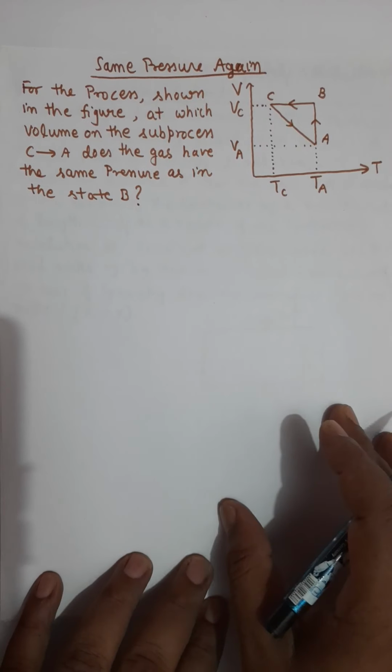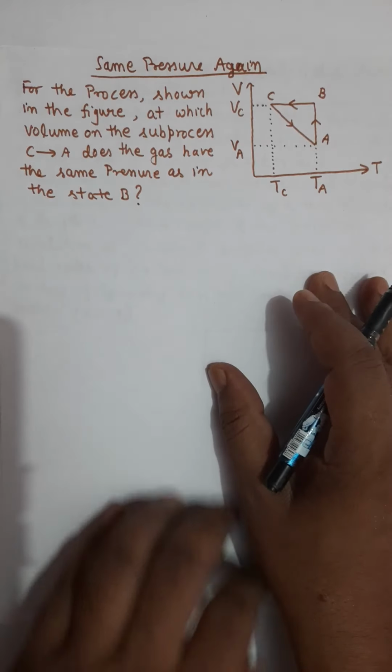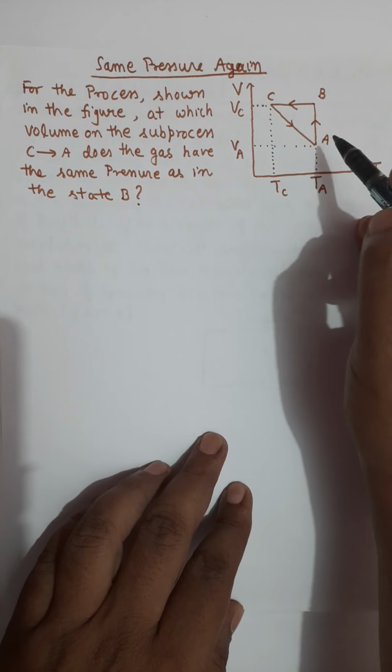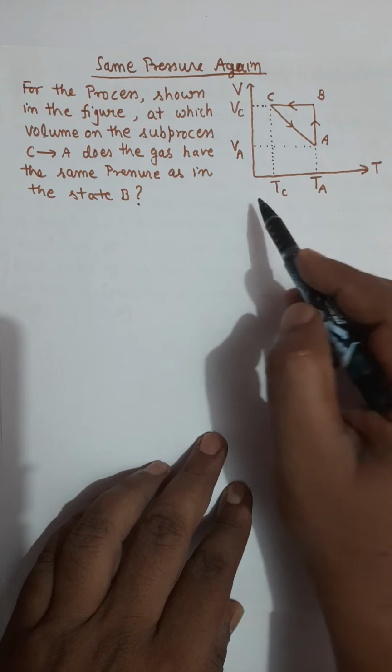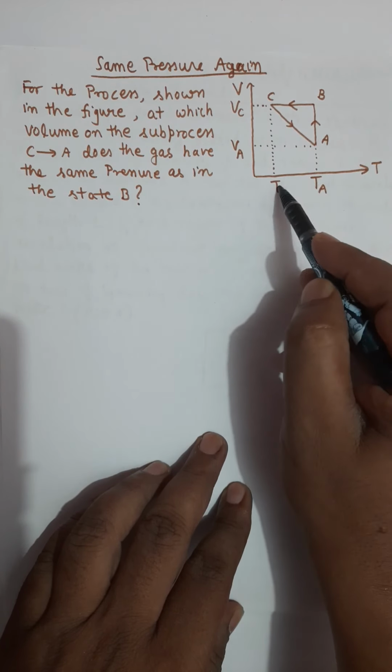Hello students. Now problem number 6 from the assignment review assignment J Advanced 2020. This is a problem from the thermodynamics topic. A cyclic process is given here: A, B, C, A. Temperatures at some points are given, TA, TC and VA, VC.